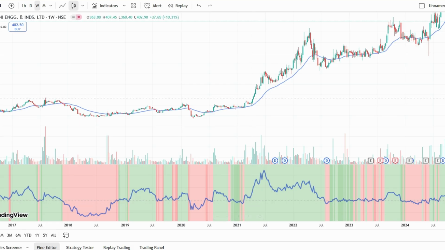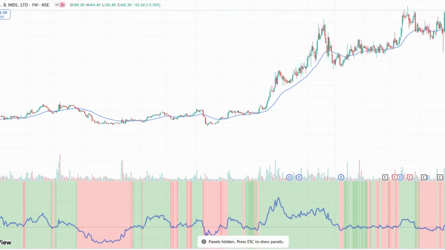See here, this line is called the relative strength line. If the relative strength line is above this zero line, it means the stock is performing positively, or better, when compared to the broader market. If the RS line is below the zero line, it means that it is performing poorly when compared to the broader market. Okay, so you should be avoiding stocks that are trading below the zero line, and you should be in stocks that are trading near the zero line or above the zero line. Okay, that's it.